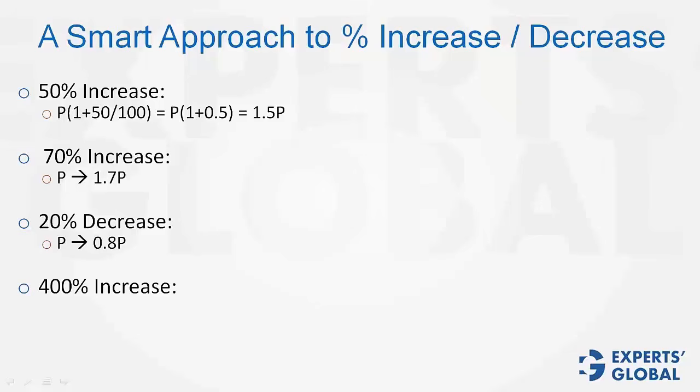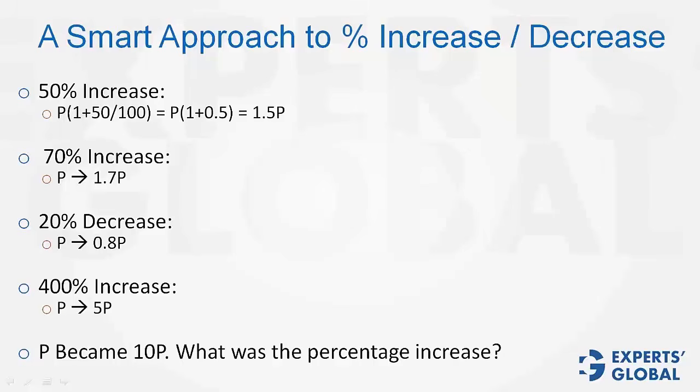Sometimes we commit that mistake. We think that 400% increase would make p 4p. That is not correct. 4p is the increment, and therefore p has to become p plus 4p. That is 5p. Next, p becomes 10p. What was the percentage increase? See, p has become 10p, so the increment is 9p, which means 900% increase. Some of us will commit the mistake of choosing 1000%. That is not correct. The increase is 900%.